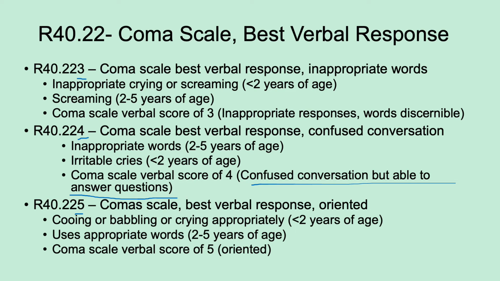So that's the orientation. So that doesn't really apply if the patient is under 2, right? So cooing or babbling or crying appropriately, if they're under 2, uses appropriate words, 2 to 5, appropriate for a 2 to 5-year-old. And this is a verbal score of 5.